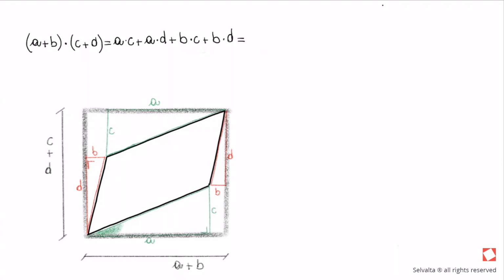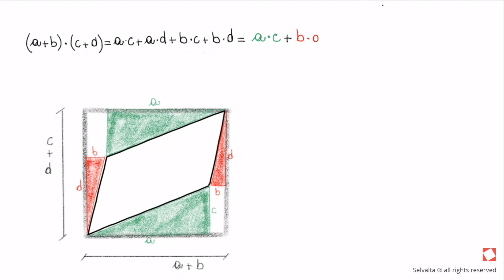We recognize two green right-angled triangles of sides A and C. Each of them has area 1/2 A times C, and in all the green area will be A times C. We have also two red right-angled triangles of sides B and D. Each of them has area 1/2 B times D, and globally the two of them will occupy an area B times D.